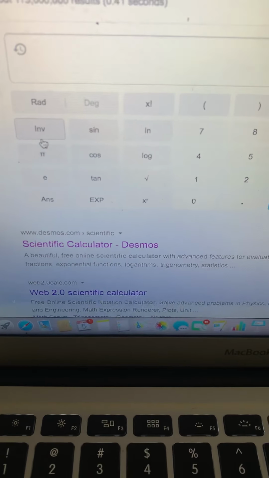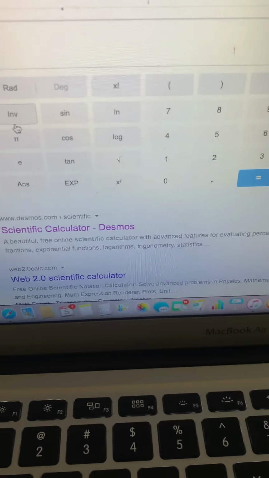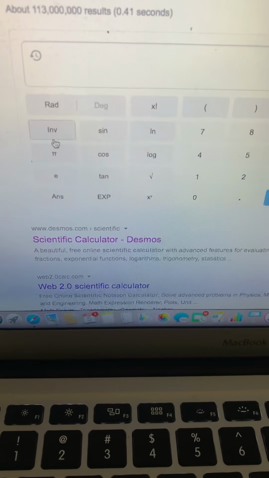If you're finding a missing side, you would just use the regular function, sine, cos, tan, without the -1 on it. Okay?